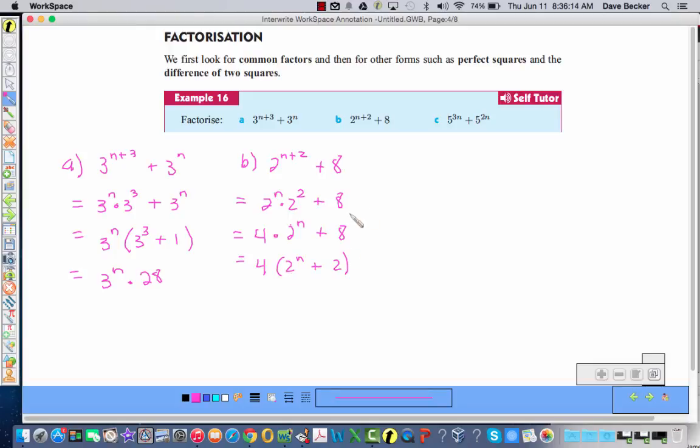Now, you would have gotten the same result if you wrote 8 as 2 cubed, you could have factored out a 2 squared. But we're not used to that, so it was a little bit easier to factor out the 4.